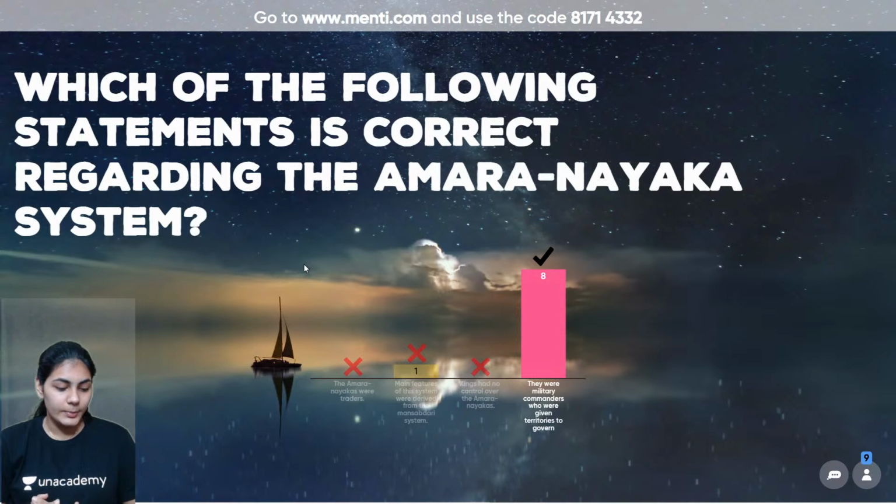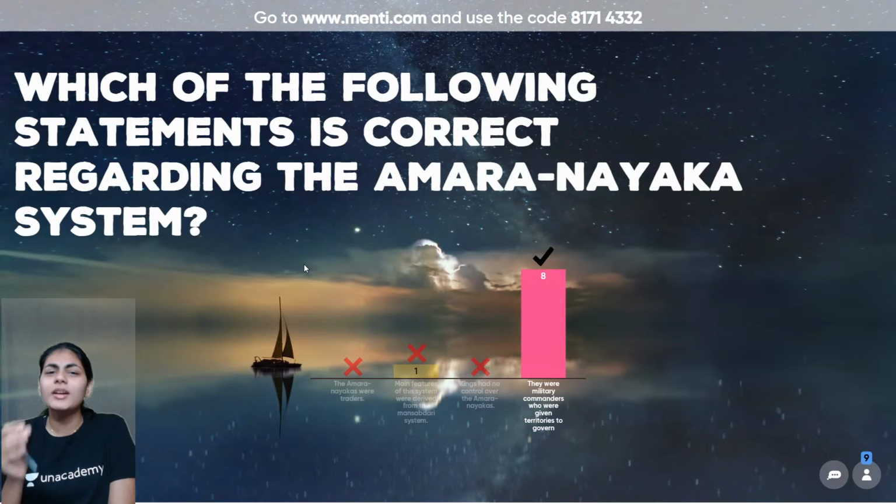Okay, that's a fairly perfect answer. The answer is option D, right? Firstly, if you listen to the word Amaranayaka, the first thing that should come to your mind is that they are military commanders. So military commanders who were given territories to govern by the Raya. And whoever got option B, which is the Mansabdari system, guys, Mansabdari system is a part of the Mughal Empire. The Mughal Empire came much later after the Vijayanagara rule, right? So there's no way the Vijayanagaras might have copied this from the Mughals. So option B is wrong.